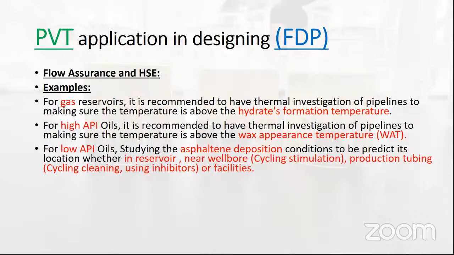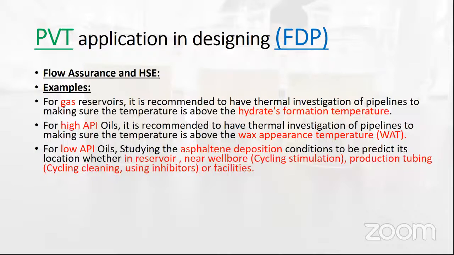For the low GOR oils, this kind of oil can precipitate asphaltene. But we want to know the location of the asphaltene deposition. Is it in the reservoir or in the area near the wellbore, so we can make cyclic stimulation, like injecting some chemicals that dissolve this asphaltene to recover the well productivity? Or will the asphaltene deposit in the production tubing, so when we do the next workover, we can do cyclic cleaning of the production tubing to enhance the production from the tubing, or we can change this tubing.